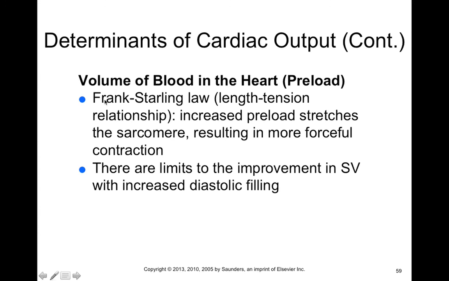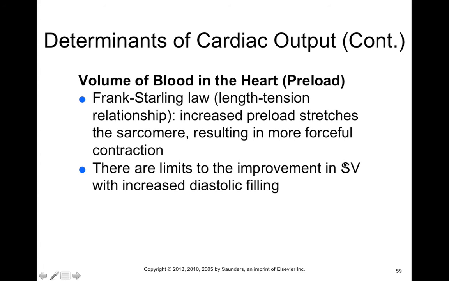Now, there's also something called the Frank-Starling law in the heart as well. And the Frank-Starling law tells us that when we have increased preload, and preload relates to the amount of blood that fills the ventricles, so preload is synonymous with end diastolic volume, this causes our sarcomeres in the myofibrils to stretch, which results in more forceful contraction, which increases stroke volume. So what we find then is a really neat phenomenon in the heart, is that with increased ventricular filling, you get more forceful contraction, which increases stroke volume.